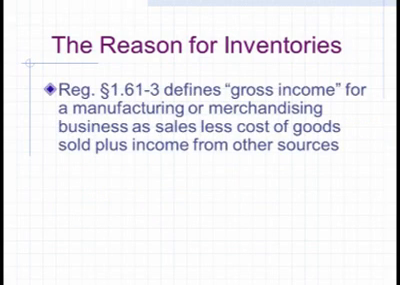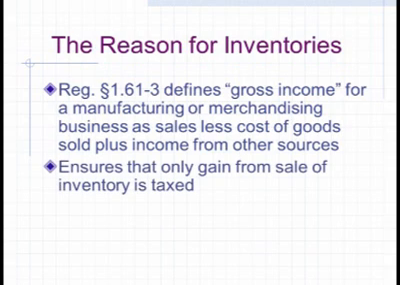So once again, the reason for inventory, first of all, gross income, and that's a really important term, right? Because gross income is a wealth measure. It is defined for a manufacturer or merchandising as sales minus cost of goods sold. And then we want to make sure that the inventory is not being used to shelter too much income. On the other hand, we want to make sure that we have return of capital here.